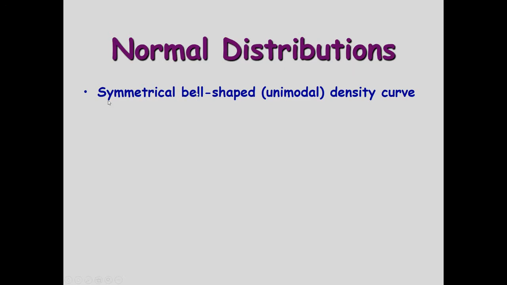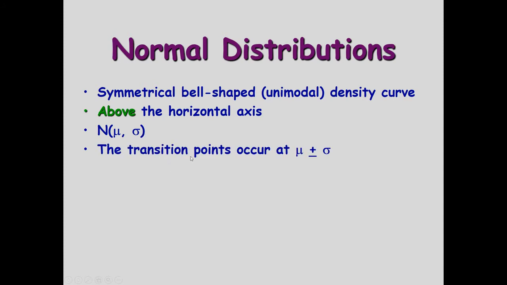These are symmetrical, bell-shaped, unimodal density curves. That means they have a single mode. They're above the horizontal axis, of course, because all density curves have to be above the horizontal axis. This is a way of denoting a normal curve. This is going to be seen quite often, so you might want to make a note of this. This just means it's a normal distribution. That's what the N stands for. Mu tells you where it's centered, and sigma tells you what the standard deviation is. So this just describes a normal distribution.